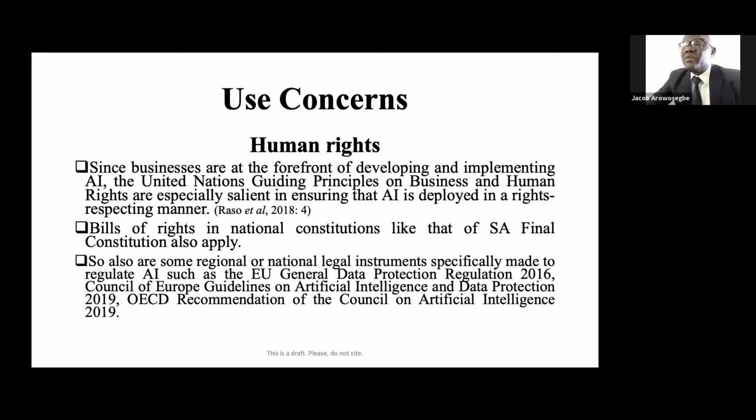We also have regional or national legal instruments specifically enacted to regulate AI, such as the EU General Data Protection Regulation 2016, the Council of Europe Guidelines on Artificial Intelligence and Data Protection 2019, and the OECD Recommendation on Artificial Intelligence.